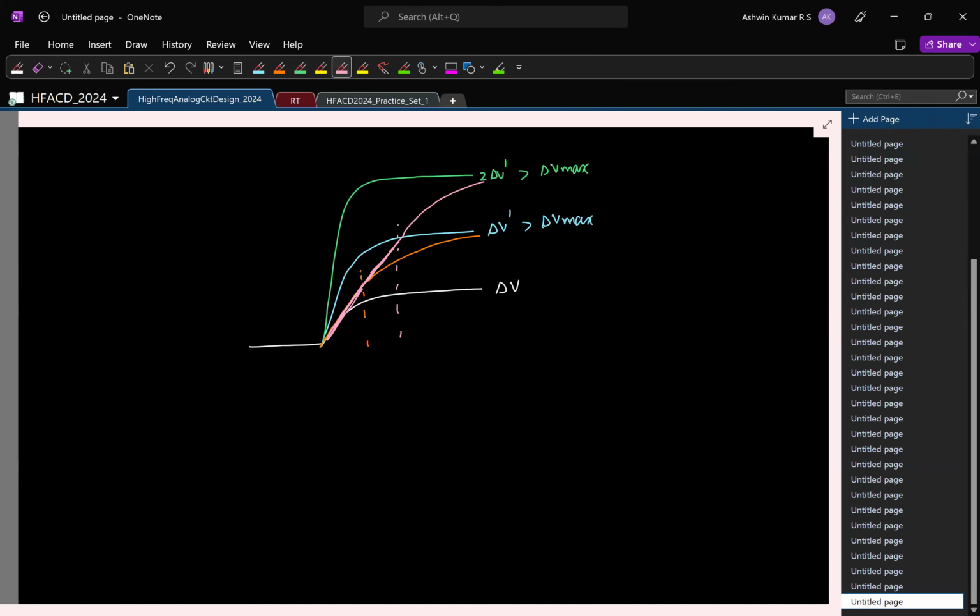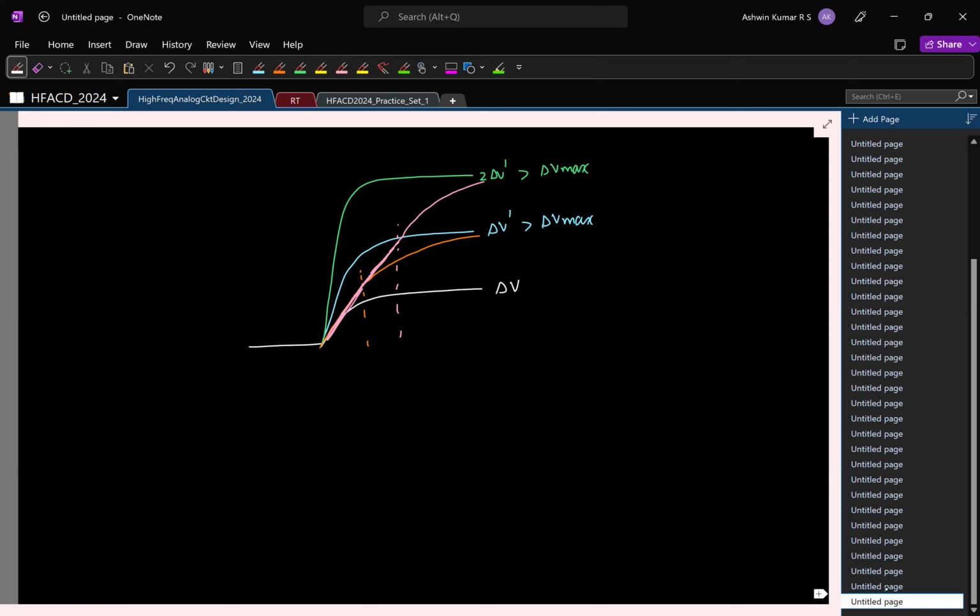Again, this would not have happened if this were an ideal OTA, right? With an ideal OTA, we didn't have any limitations on the output current, which means it can provide any amount of current. So for any step, it would have been a nice exponential settling. But with a real OTA, this could happen.